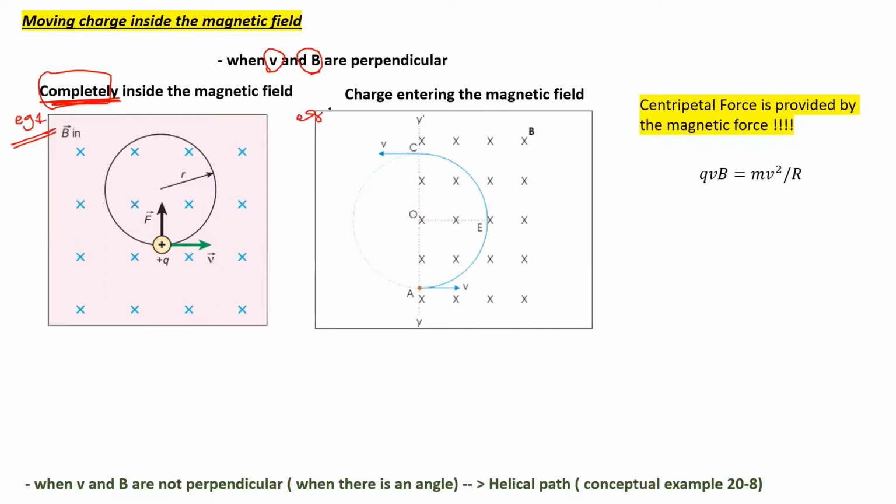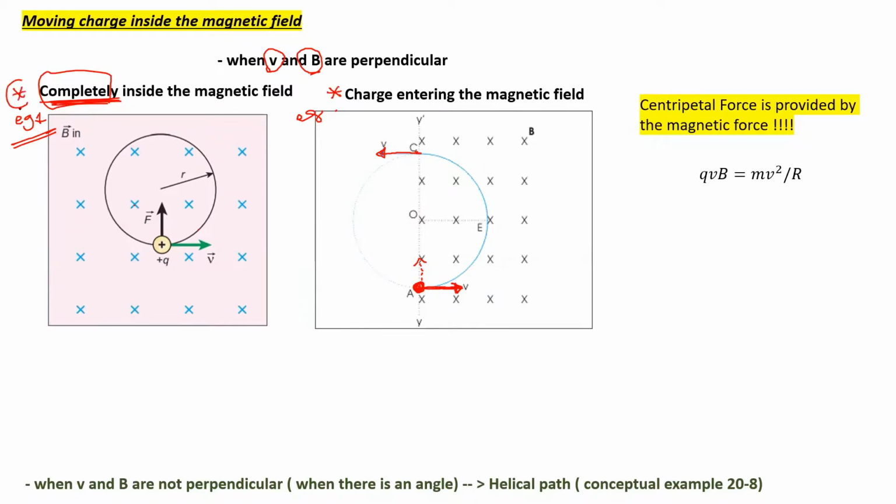The next instance is, unlike the previous one where your charge is completely inside the magnetic field, now you have a charge, let's say you have this charge entering the magnetic field. Okay, it just entered. So when it entered, the force acting on it will be this way and it will go around a circular path. But since it's not completely inside when it started, it will only go half a circle. It will go in and come out. Okay, so they are two different things.